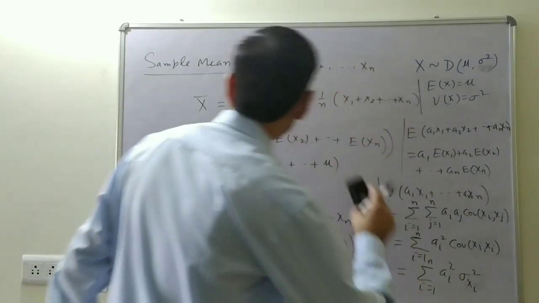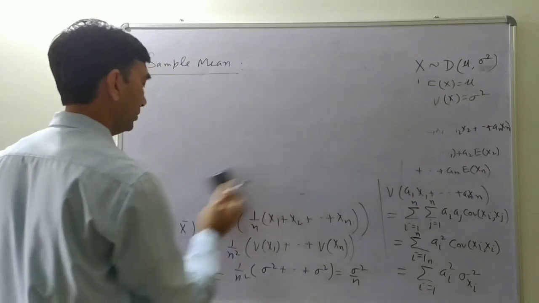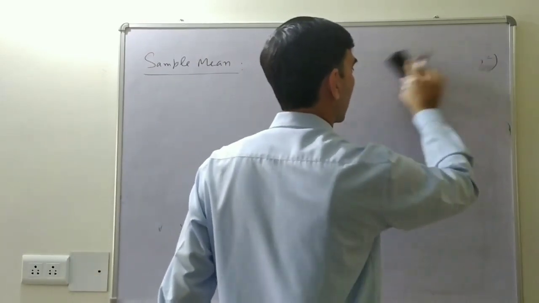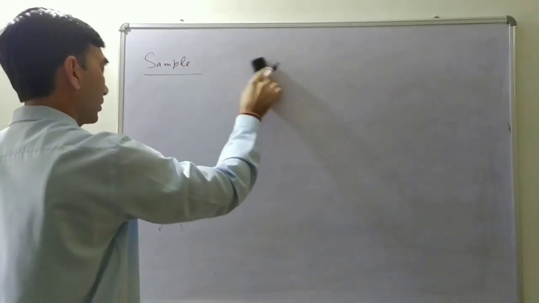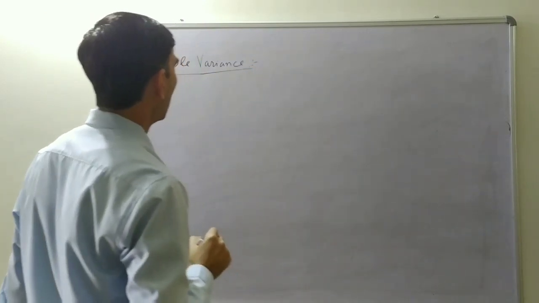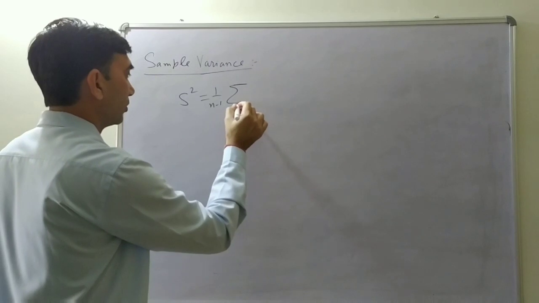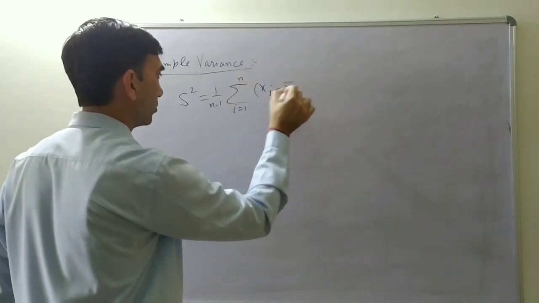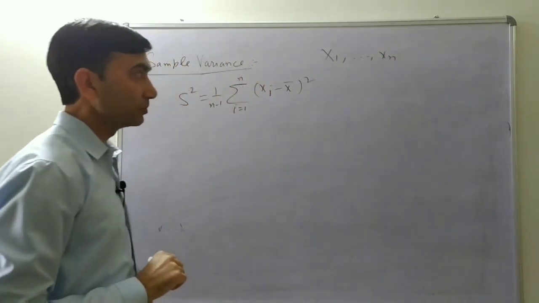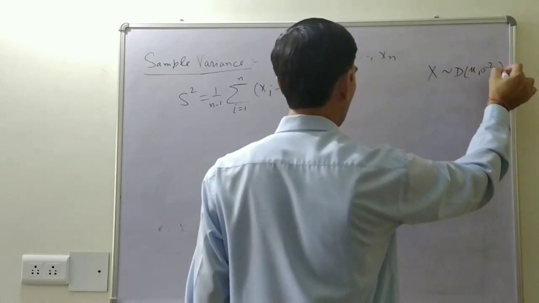Now let's see what's next. It is sample variance. Denoted by S square, it is defined as summation i varying from 1 to n, xi minus x bar whole square, whole multiplied by 1 over n minus 1. So here also you have the random sample x1 to xn of size n taken from the distribution of x with mean mu and variance sigma square.